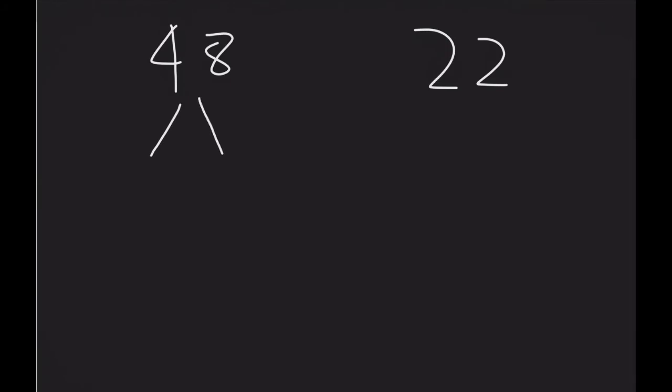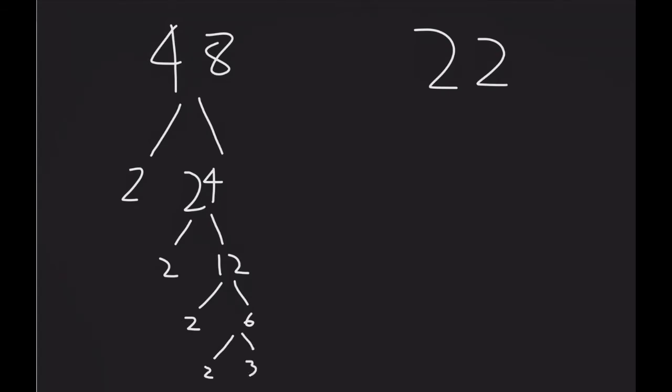Let's find the LCM of 48 and 22. Let's draw out the factor trees for both numbers. So for 48, we have 24, and then 2, 12, and then 2, 6, and 2, 3. Alright. Well, for 22, it's just 2 and 11. They're both prime. In this case, there's only one repeating prime factor. There's one 2.